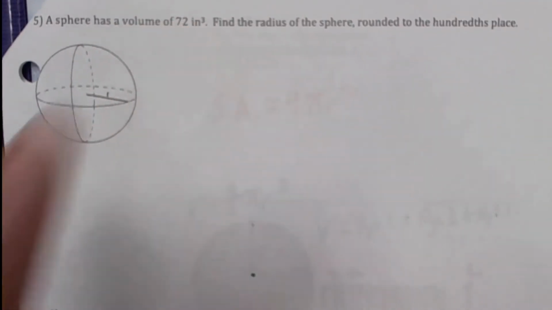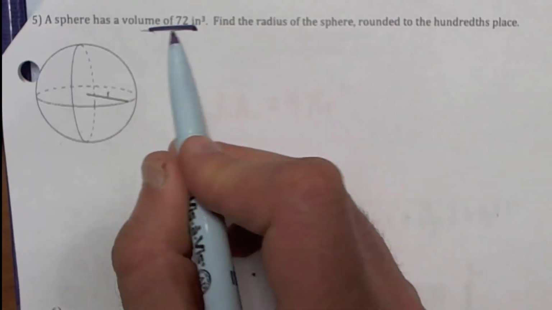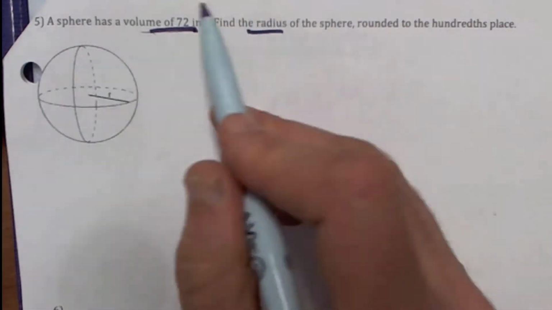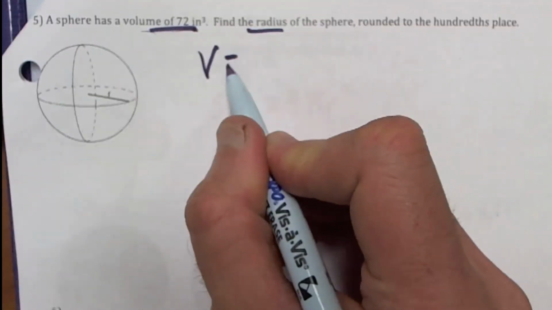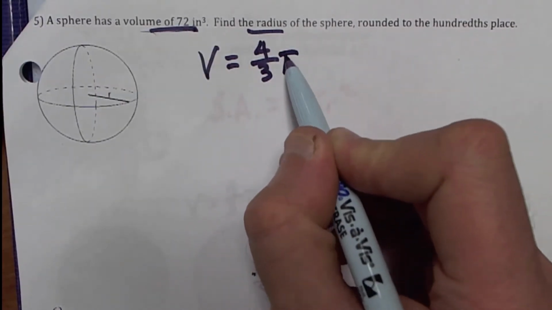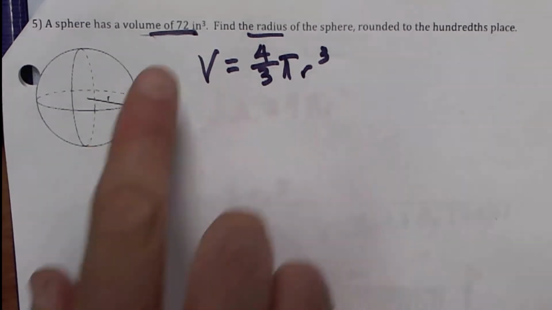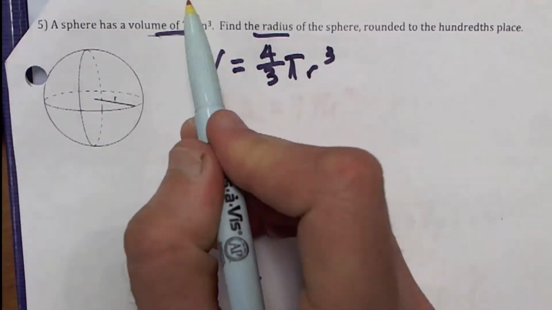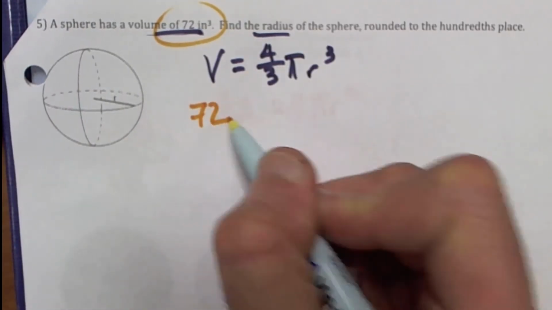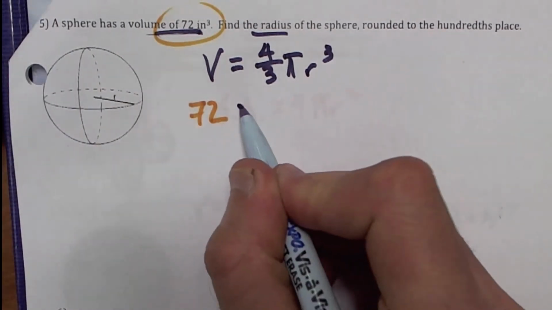The volume is 72 pi inches cubed. Find the radius, round it to the hundredth place. What you're going to practice today is, when you have a problem like this, it's different than normal: you're finding the radius and you're given the volume. Let's just write out their relationship. Volume equals 4 over 3 pi r cubed. Let's plug in the fact that the volume is 72 pi, and I'm trying to solve for the radius using algebra.